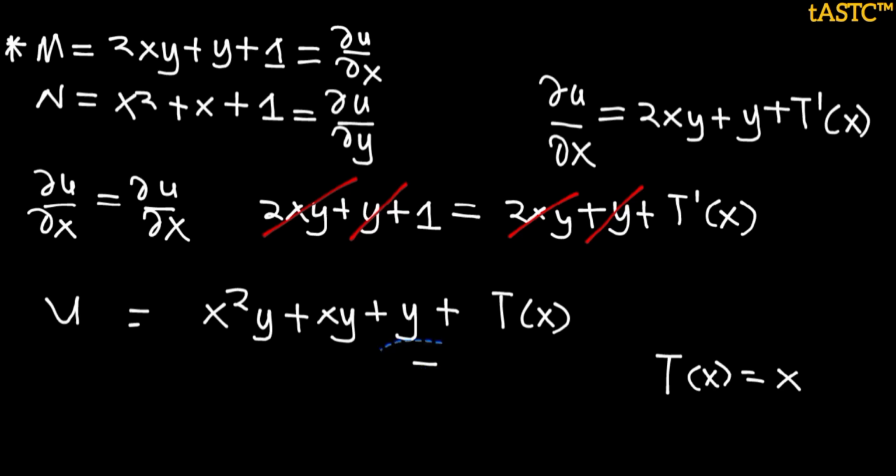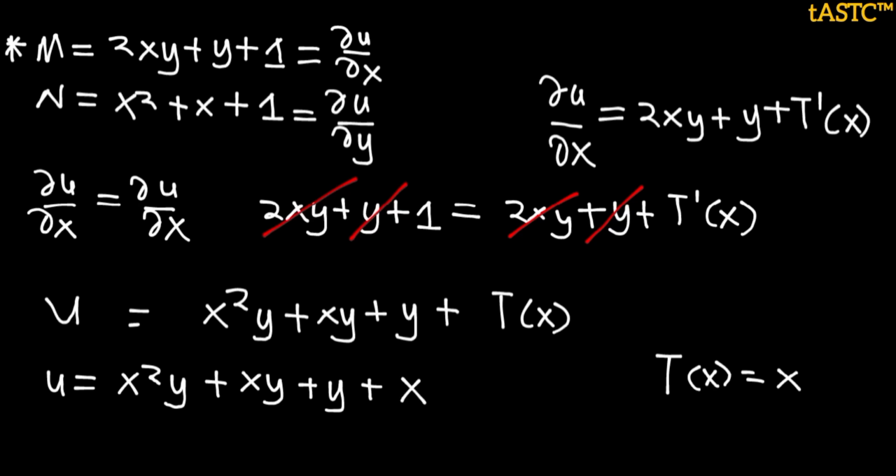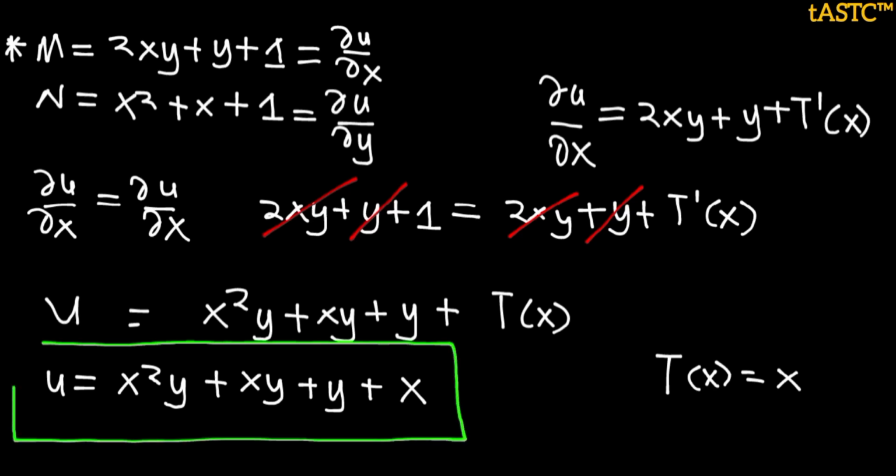So I'm going to rewrite this now. This is going to be u. U is equal to x squared y plus xy plus y plus x. So this is going to be the answer to the question. U is equal to x squared y plus xy plus y plus x.